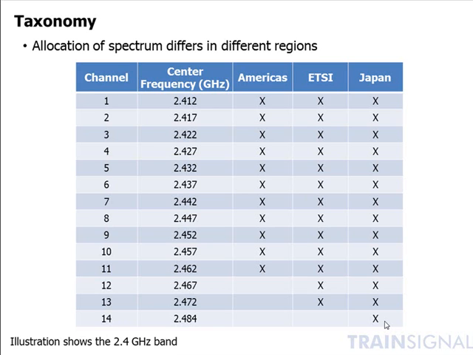So again, when you deploy your wireless LAN and you configure it to operate in a specific country, what's going to happen on that access point is it's going to say, okay, that means I'm going to operate on these channels.